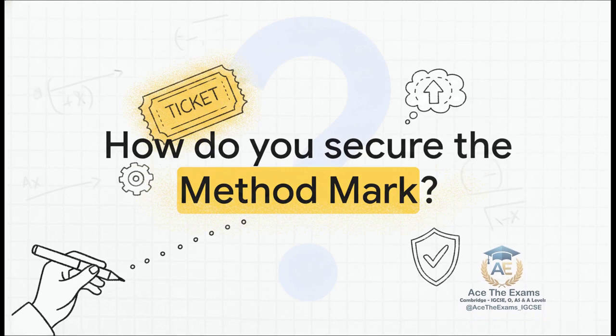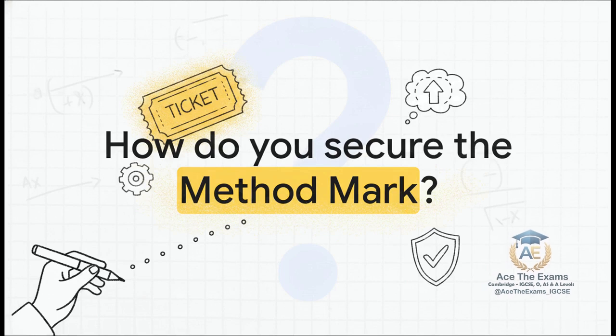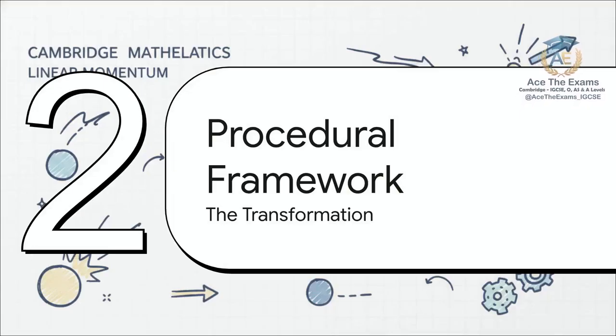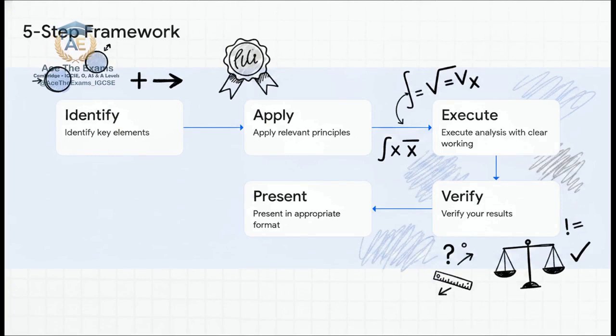Top-performing students know a secret. Getting the final numerical answer correct is really only half the battle. They secure that golden method mark by making their cognitive process totally visible to the examiner on the page. This brings us to Section 3, the transformation. We are moving from theory into execution with a 5-step procedural framework. Systematic processing within 4.3 Momentum always follows this strict, standardized 5-step sequence.